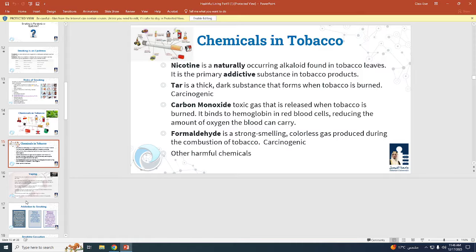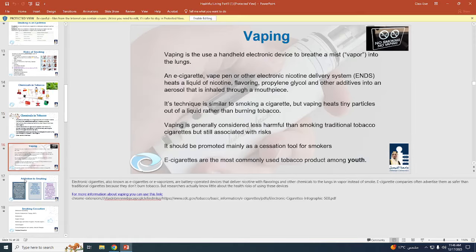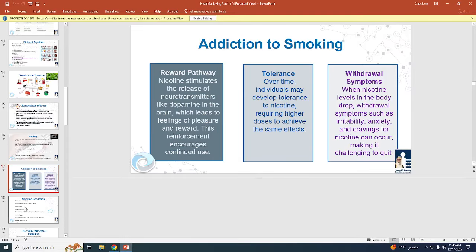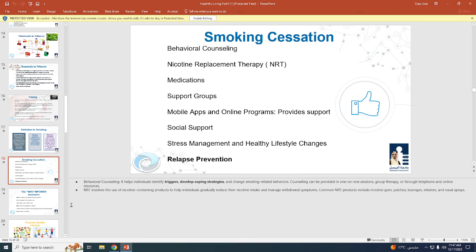What are the chemicals in tobacco and vaping? That's all important. Addiction to smoking, what is it associated with? How can we recommend smoking cessation? And the most important step when somebody quits smoking is to prevent relapse. This is the most important step.